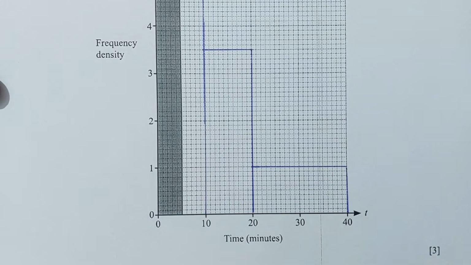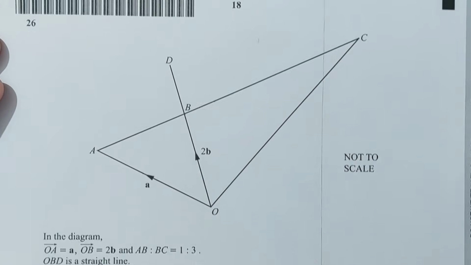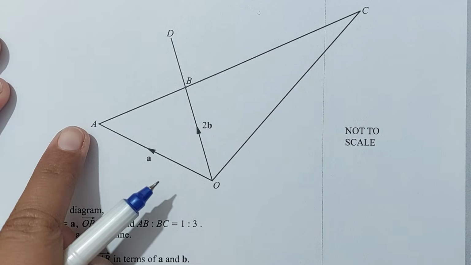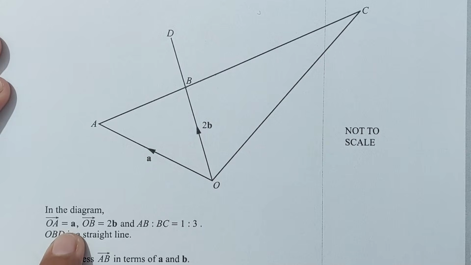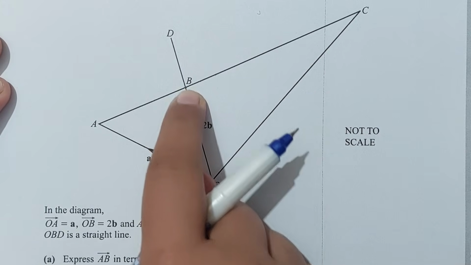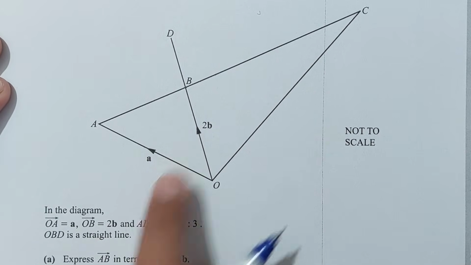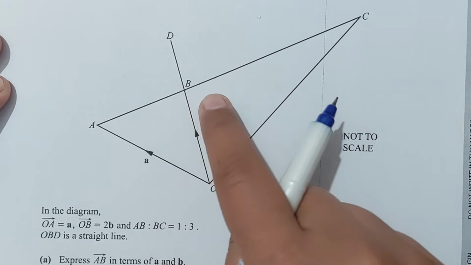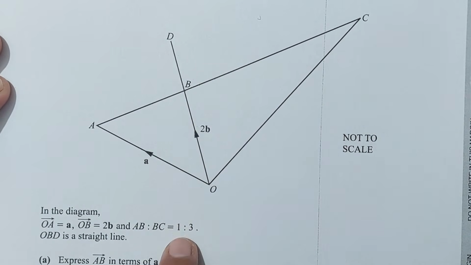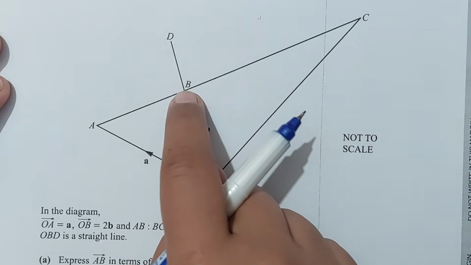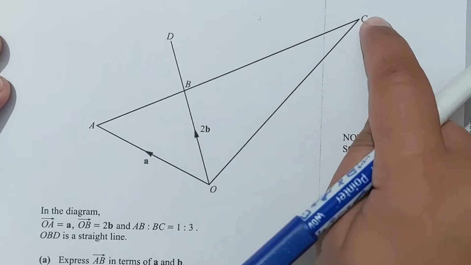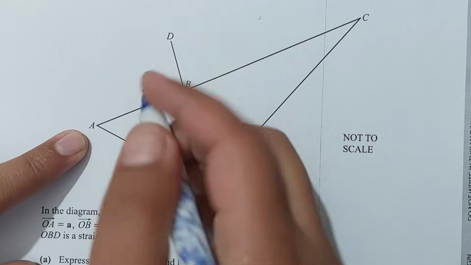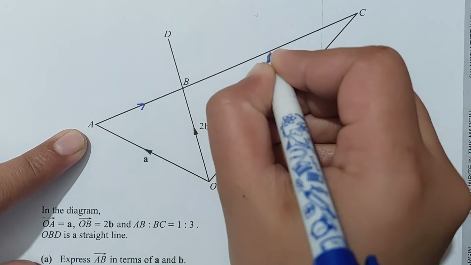Okay, that's the histogram. Question number 26. In the diagram, OA is a, OB is 2b, and the ratio AB to BC is 1:3. AB is in the ratio of 1 and BC is in the ratio of 3, and the total ratio is 1 plus 3, which is 4. A to B and B to C.